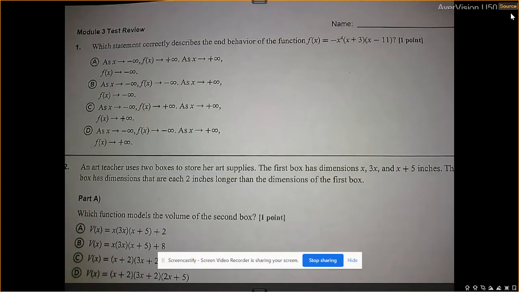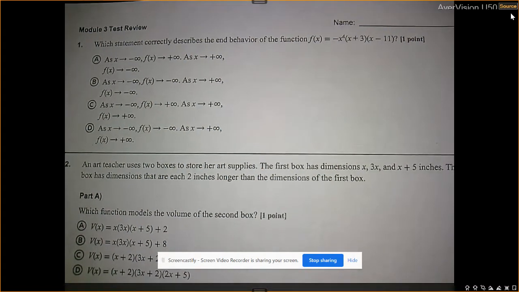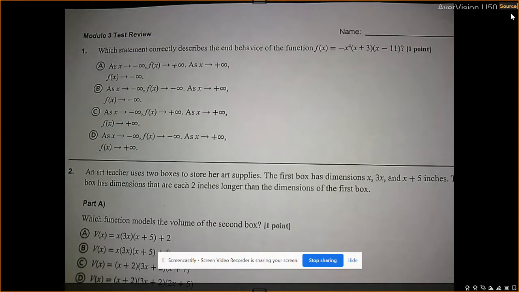Okay, so don't just be madly copying everything down. That's not preparing you for the test. So really make sure you're thinking about this stuff. And let's get started right away.